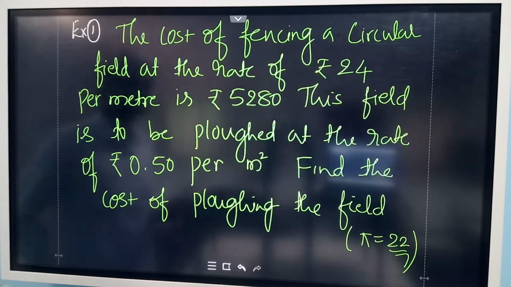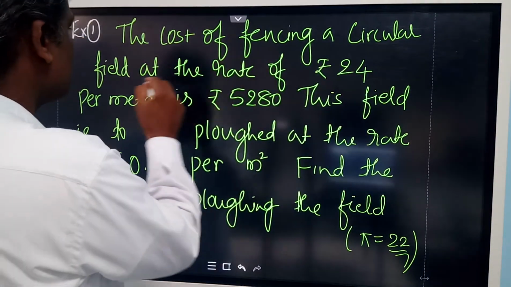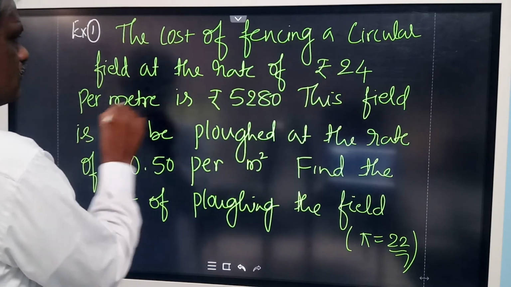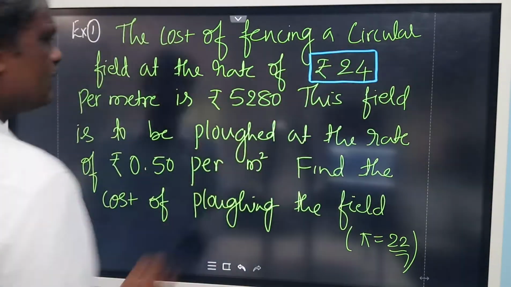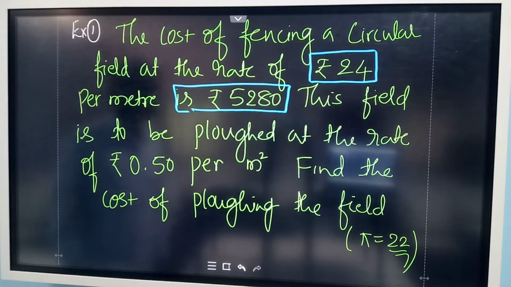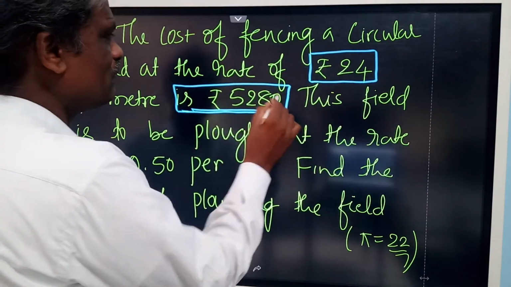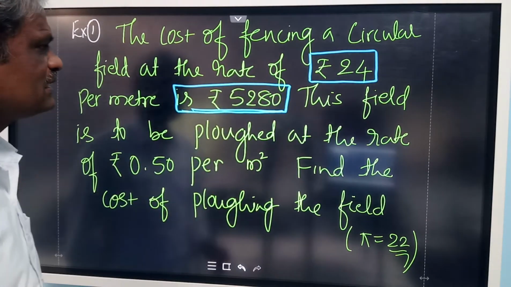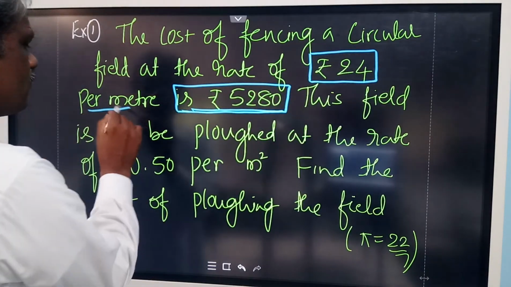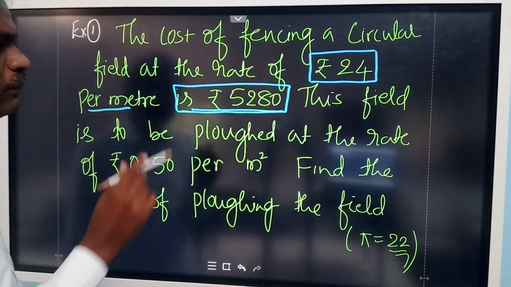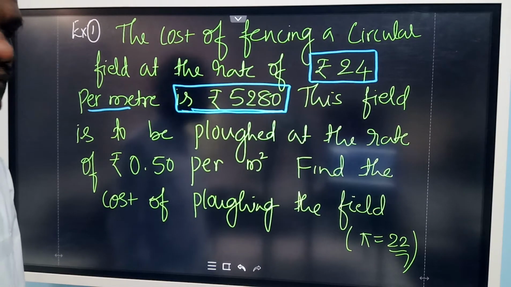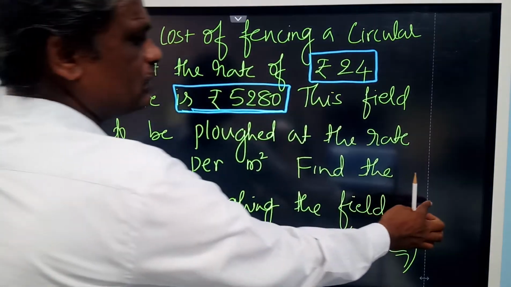Example here: the cost of fencing a circular field at the rate of rupees 24 per meter is rupees 5,280. What is the use of this? What can you find out from this one? The cost of fencing a circular field, the rate is given per meter. Fencing per meter is 24 rupees and the total cost is given. From this, what can you find out?